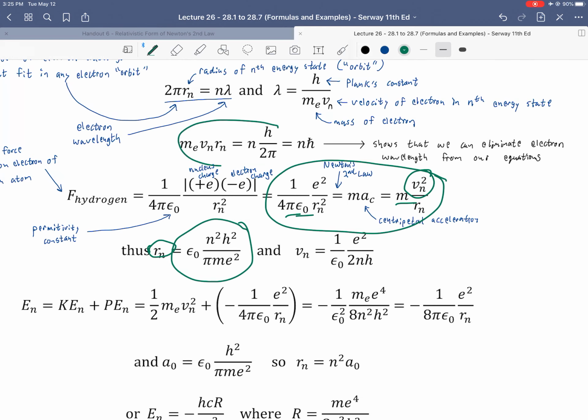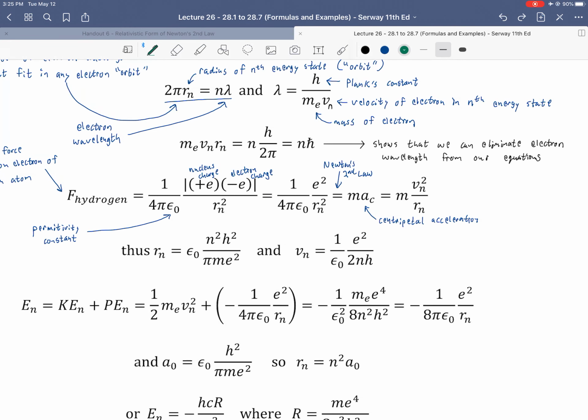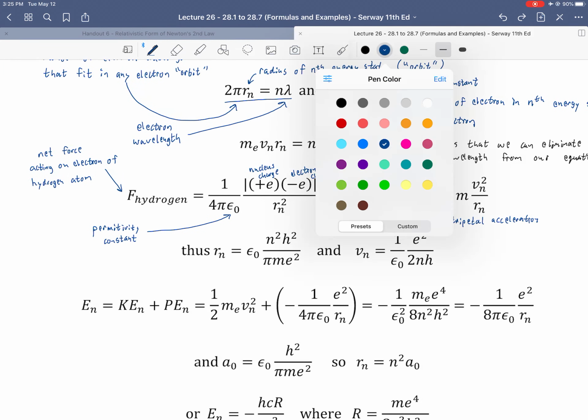Well, because I've substituted out V in terms of R based on that expression. So that's where they come together. That's where we're taking the ideas of fitting de Broglie wavelengths, an integer number of those de Broglie wavelengths in a given circular orbit, and then combining that with Newton's second law and centripetal acceleration. Okay? So what I want to show then is what that looks like.